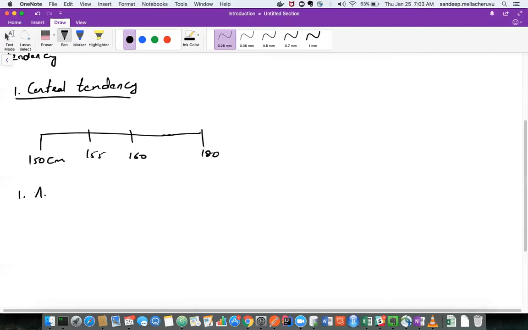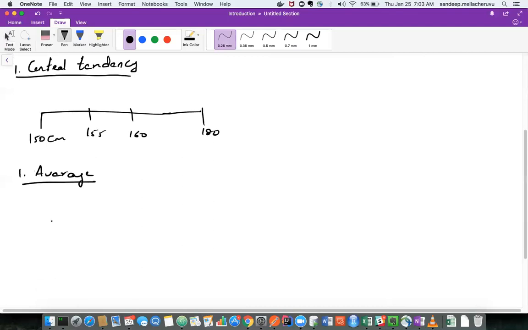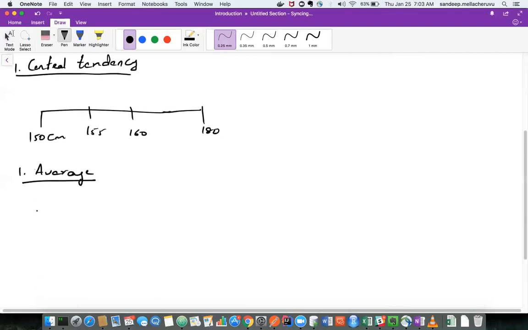Now, in central tendency, there are many ways to do central tendency, and the first one is always the average, which everyone, I hope, will know or understand. So how to calculate the average? The average in descriptive statistics is denoted by x bar. So x bar equals the sum of the values by the number of values.